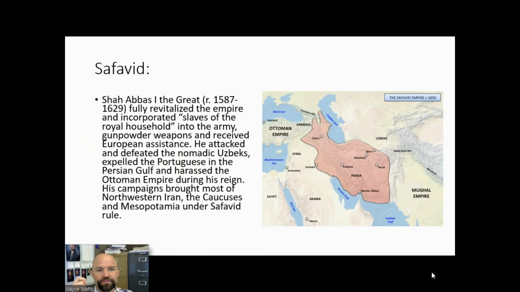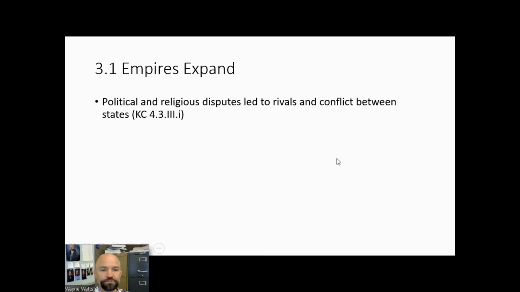Shah Abbas the Great, from 1587 to 1629, is perhaps the most significant of the emperors of the Safavid dynasty. He incorporated slaves of the royal household into the army, similar to the Janissaries in the Ottoman Empire. And he adopted gunpowder weapons and received European assistance. He attacked and successfully defeated the nomadic Uzbeks and expelled the Portuguese in the Persian Gulf region and harassed the Ottoman Empire during his reign. His campaigns brought most of northwestern Iran, the Caucasus, and Mesopotamia under Safavid rule.